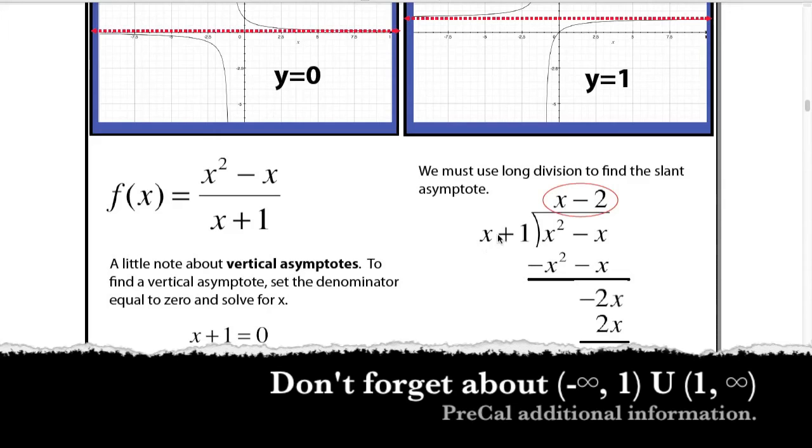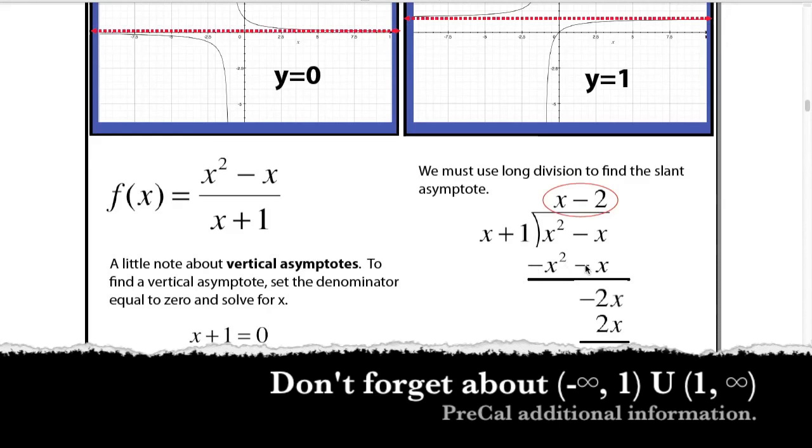So the way I look at this one, I take this part, I look at x, I say, okay, what do I multiply x by to get x squared? Well, x times x is x squared. So I have to put the x on top. I multiply using the distributive property, x times x, and I get x squared. x times 1 is x.